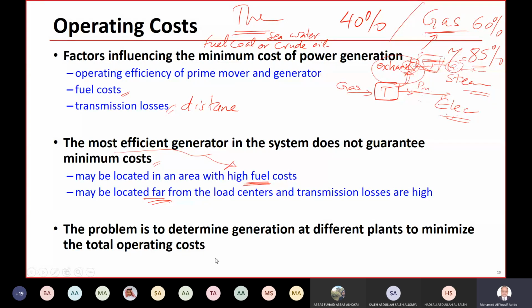What we want to say is that the solution of the economic dispatch is not an easy task. It is a very complicated problem. You need to optimize it. It is not just intuitive, where you can say, let us take this generator or that generator. You have to look at all these issues that we discussed here.